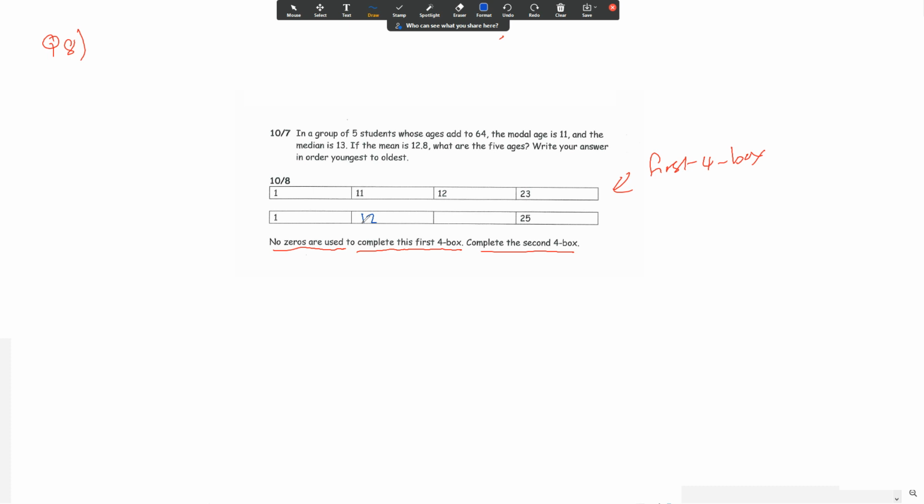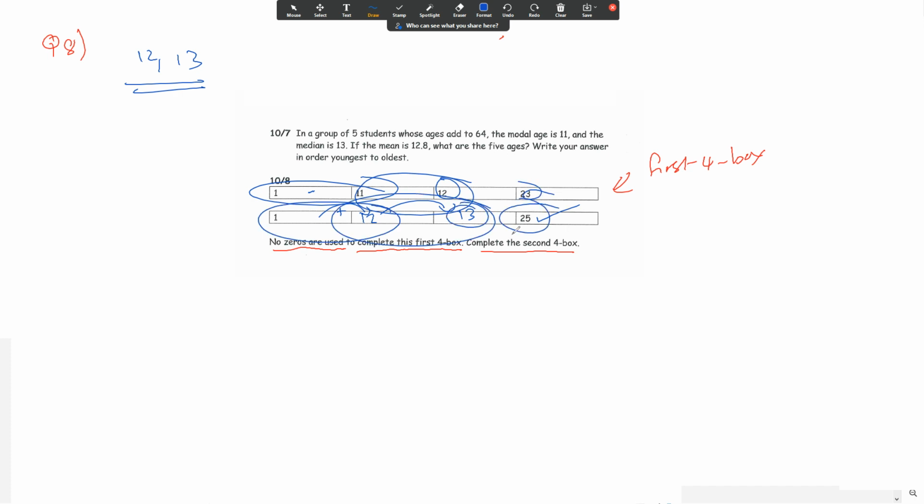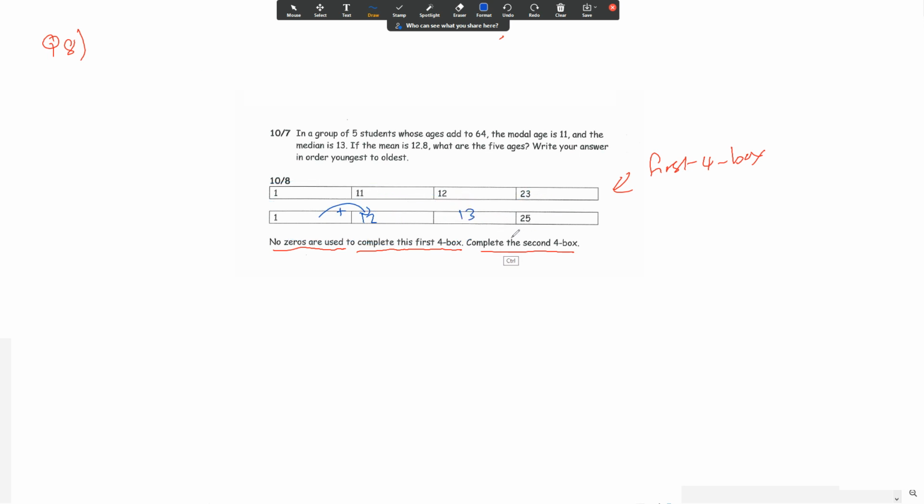Let's just try a random number. Let's say we try 12. 1 plus 12 gets you 13. 12 plus 13, 25. That looks right. So the answer should be 12 and 13. Following the same pattern, 1 plus 11 is 12. 11 plus 12 is 23. 1 plus 12 is 13. 13 plus 12 is going to be 25. All right, so I think we should go 12 and 13.